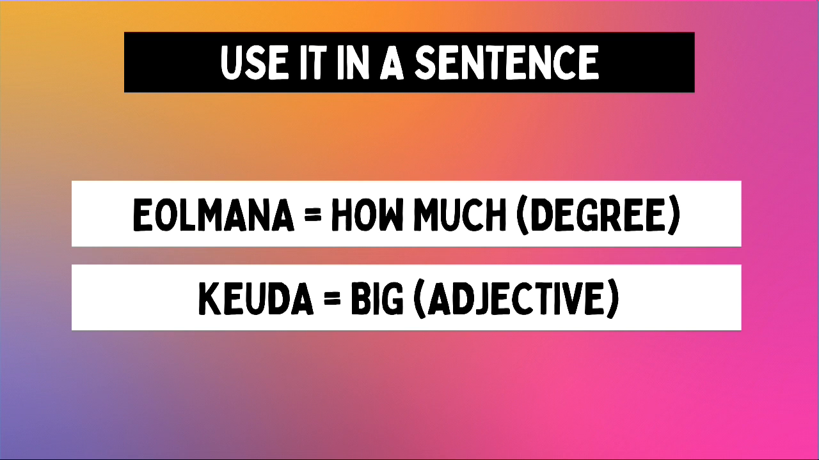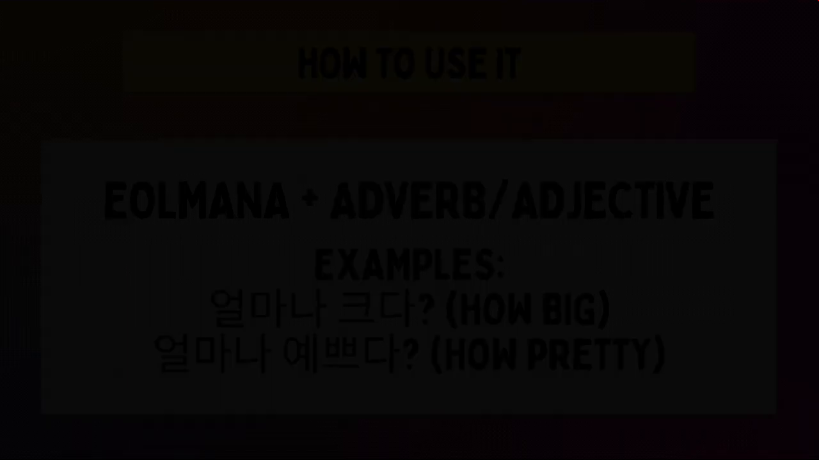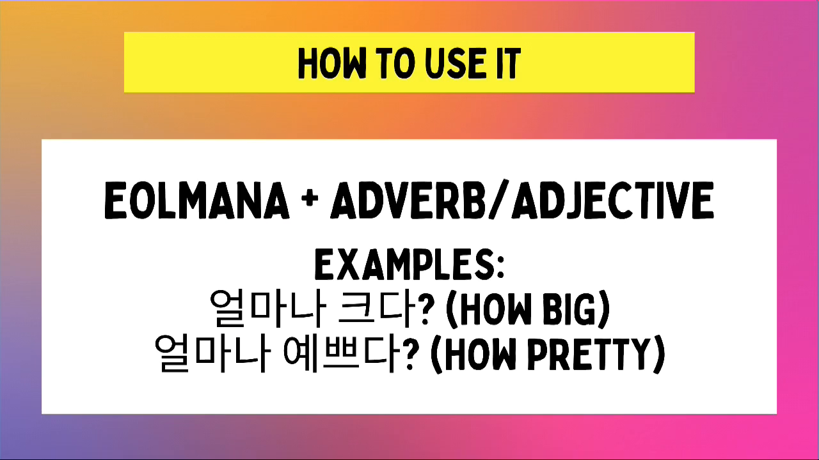Again, 얼마나 is used to ask how much the degree or intensity of the adverb or adjective attached to it is. For this case, 크다 is attached to 얼마나. So when we say 얼마나 크다, it's the same as asking how big or how much big a certain thing is. Just to formalize the process of using 얼마나, let's use this formula. It's always 얼마나 plus an adverb or an adjective. An example would be the sentence we discussed a while ago, which is how big. To ask how big a structure is in Korean, you should say 얼마나 크다.